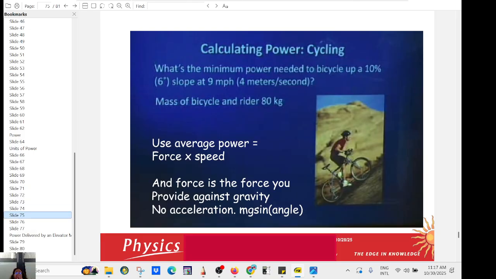So for this one, you have different ways to do it. But one way to do it is just to use the speed. Okay, so we can use the equation that power, the average power, is the force times the speed.